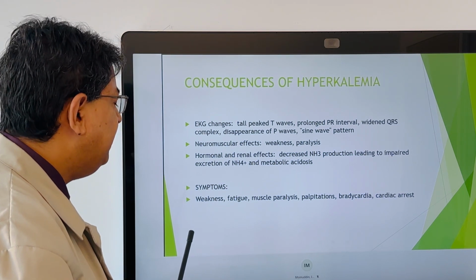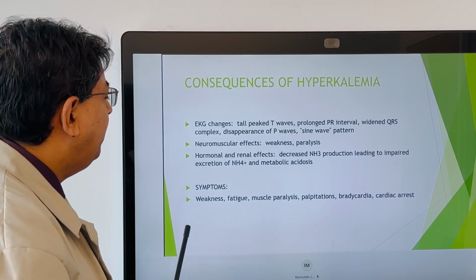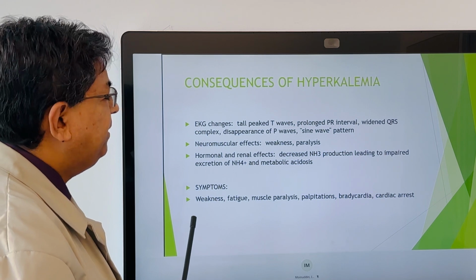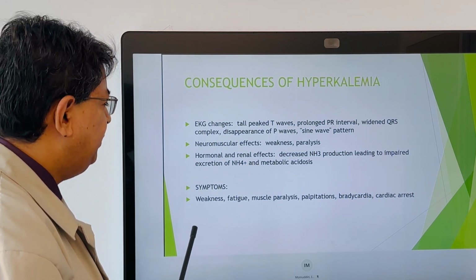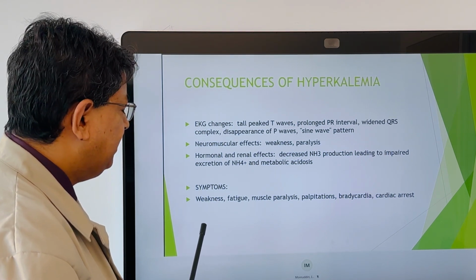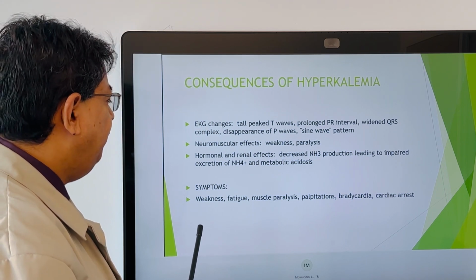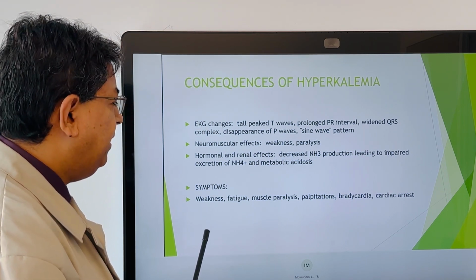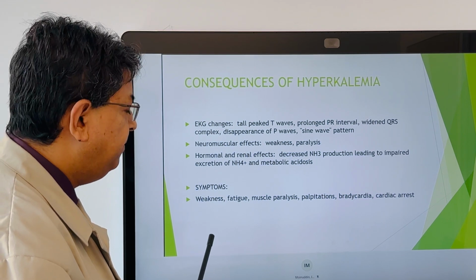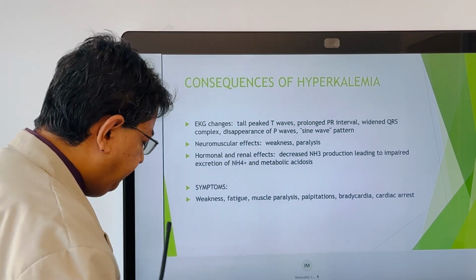Neuromuscular effects include weakness and paralysis. Hormonal and renal effects include decreased ammonia production, leading to impaired excretion of ammonium and metabolic acidosis. Symptoms include weakness, fatigue, muscle paralysis, palpitations, bradycardia, and cardiac arrest.